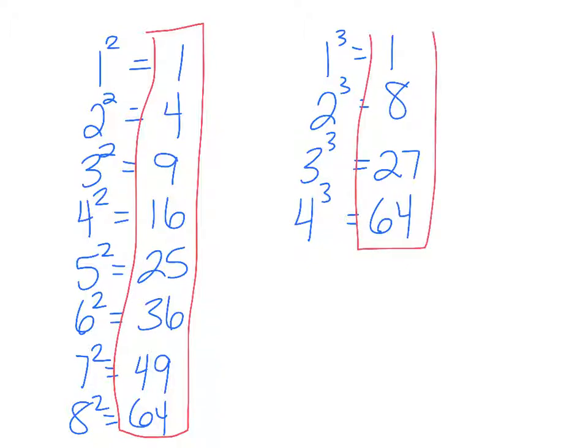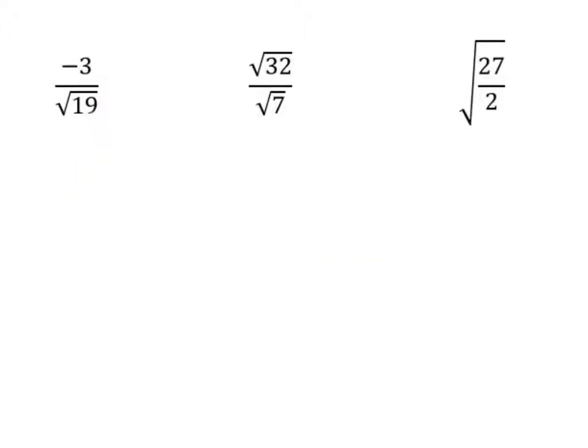So anytime we're dealing with a cube root, we need to get one of these numbers to sit underneath that radical so that it'll become rational. All right, so keep that list in the back of your head as we move forward. All right, let's get started.